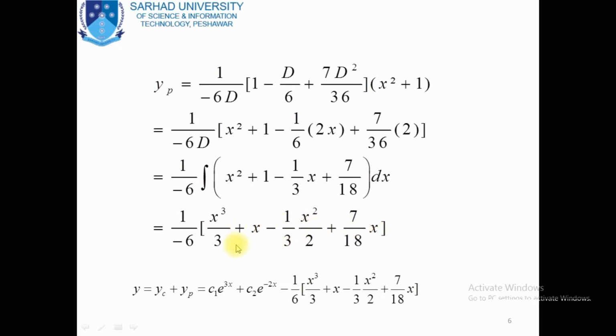So the complete general solution is equal to complementary solution plus particular solution. This is the complementary solution, c1 e power 3x plus c2 e power minus 2x. Now this is the particular solution, 1 over minus 6 D into x cube plus 3 plus x minus 1 over 3 x square by 2 plus 7 by 18 into x.